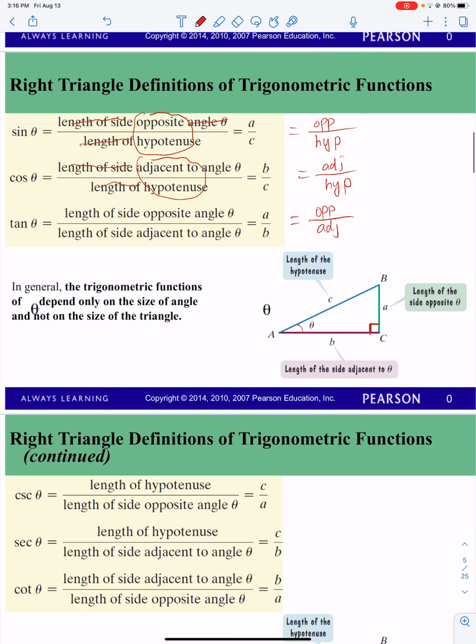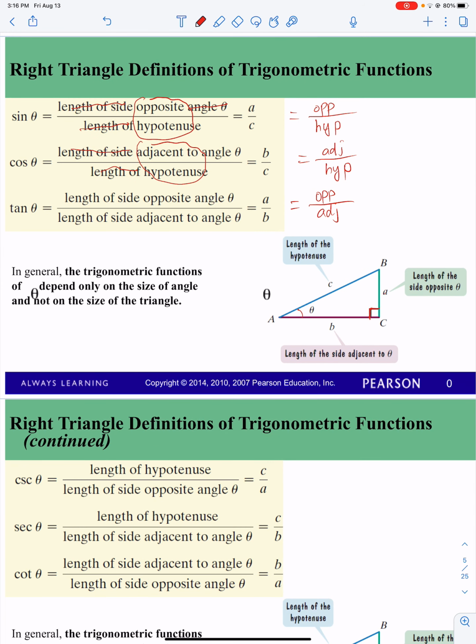Okay, and for cosecant, secant, and cotangent, it's very similar. So what will be the cosecant? Hypotenuse over opposite. And this one will be what? Secant is what? Hypotenuse over adjacent. And this will be adjacent over opposite for cotangent.